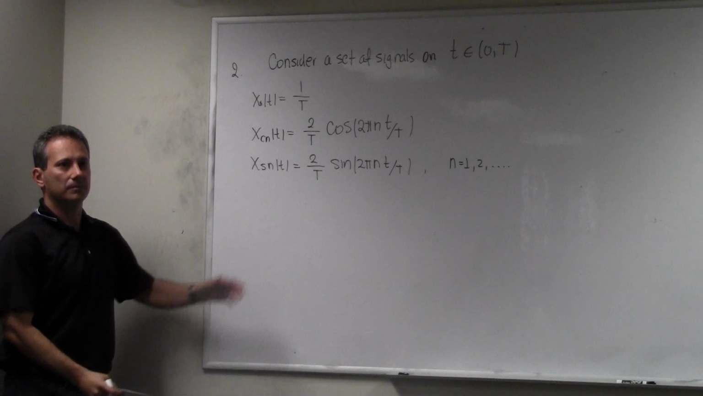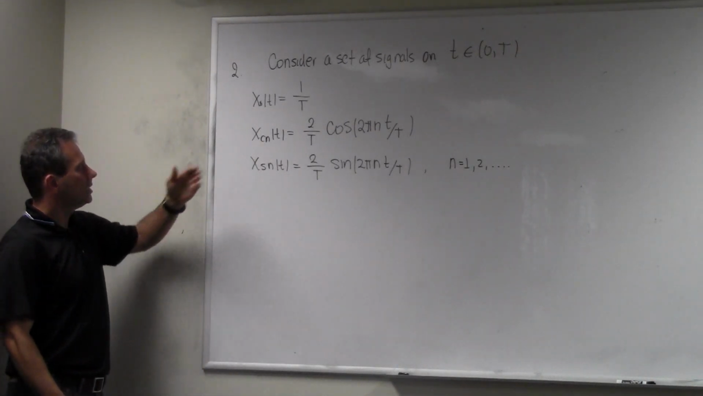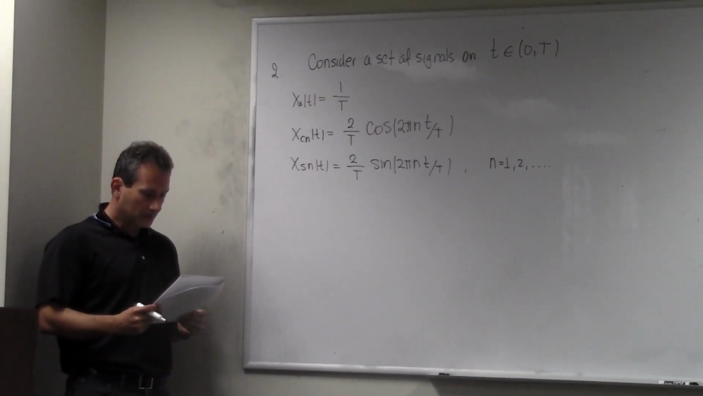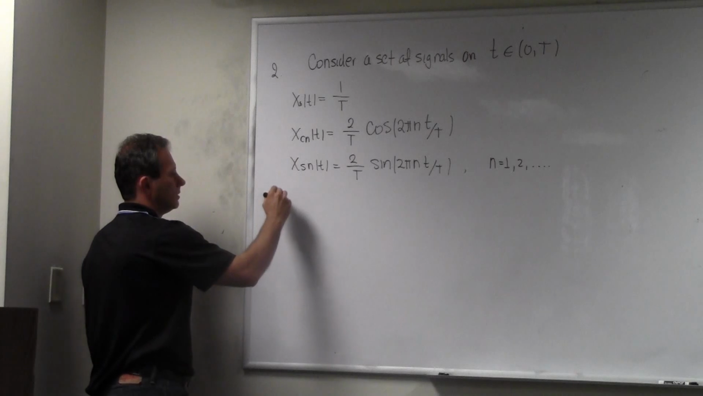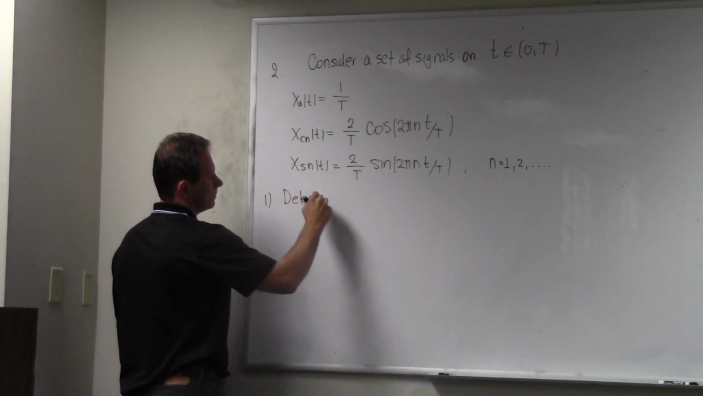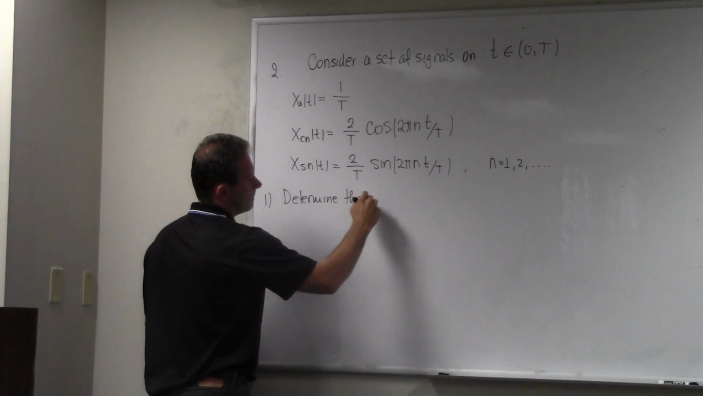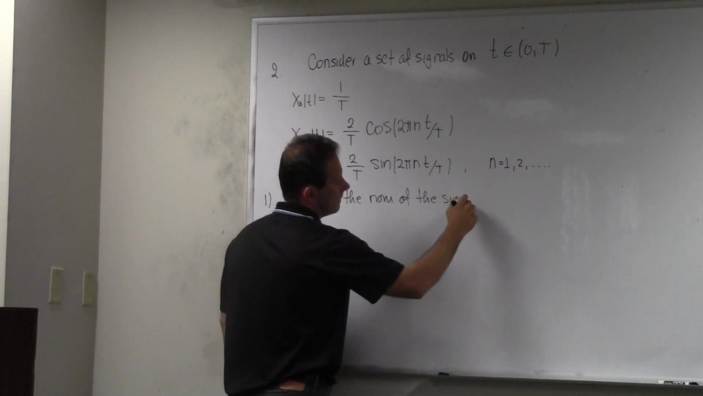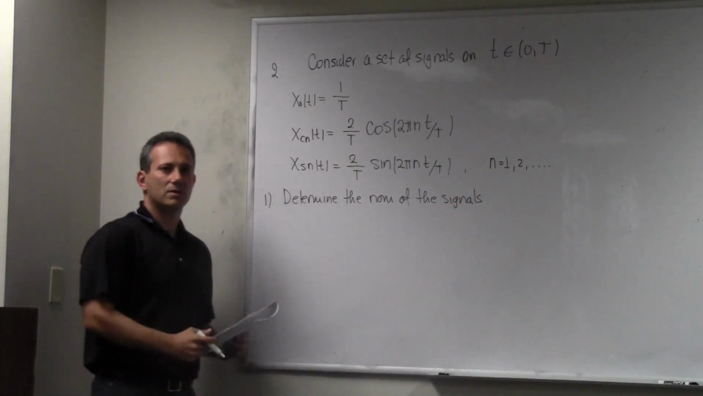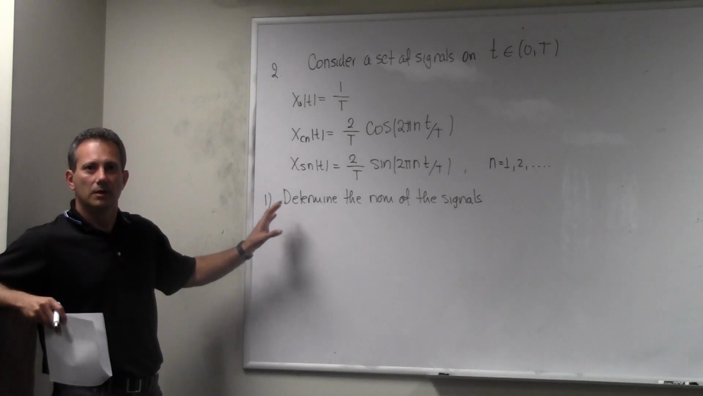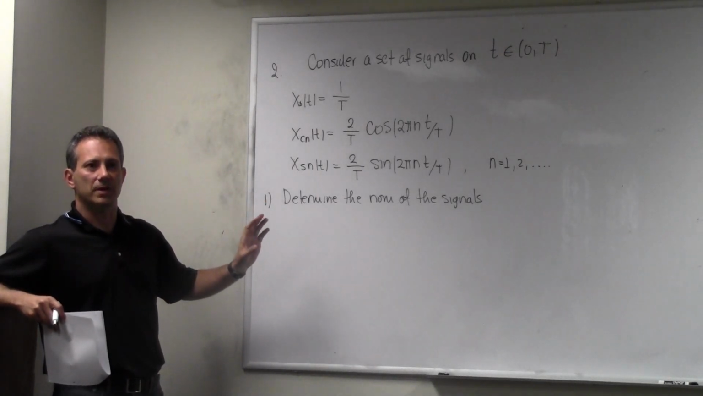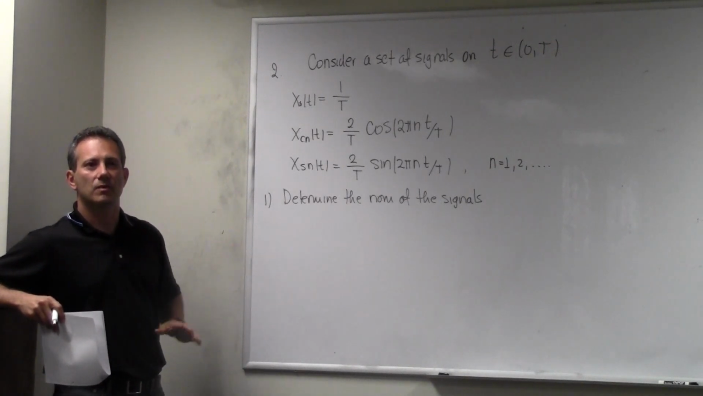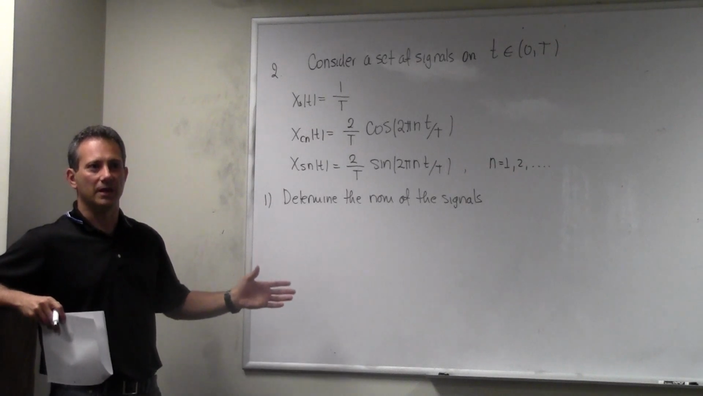There are infinitely many of them. So I have infinitely many signals, and the first thing is to determine the norm of this signal. Determine the norm. The danger here is that you overthink these kinds of problems. What is the norm of a signal in a vector space? Take the dot product of the signal with itself and take the square root of whatever you obtain.